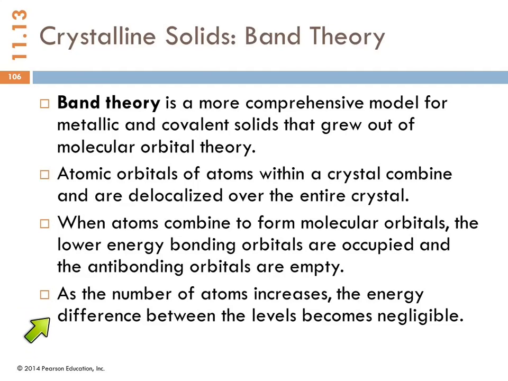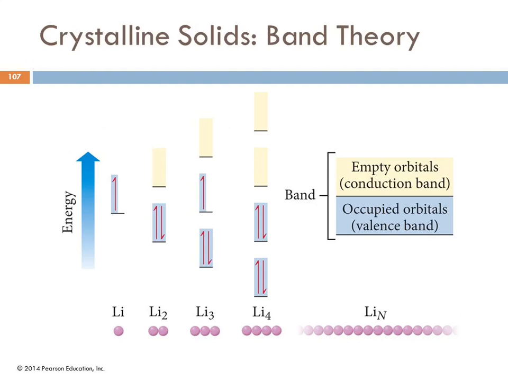As the number of atoms in the solid increases, the energy differences between the orbitals, the molecular orbitals, become smaller and smaller and smaller until it just really doesn't matter at all anymore. So here's an illustration of that. Here's one atom, lithium, just one atom, and here's its valence atomic orbital. When it combines and forms Li2, then it's going to make two molecular orbitals, and the lower one will be filled. There's one electron from each of these. They'll go into the lowest orbital, and the higher one will be empty.